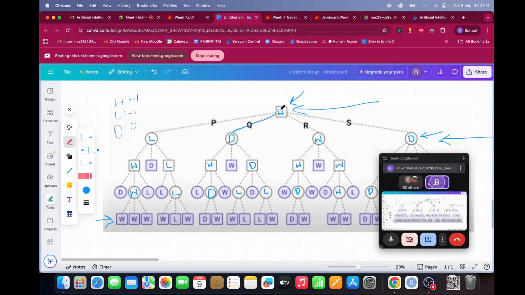Like we just discussed, for the max node, we will select one possible child. For the min node, we have to select all possible children. That is how we develop the strategy of the game.